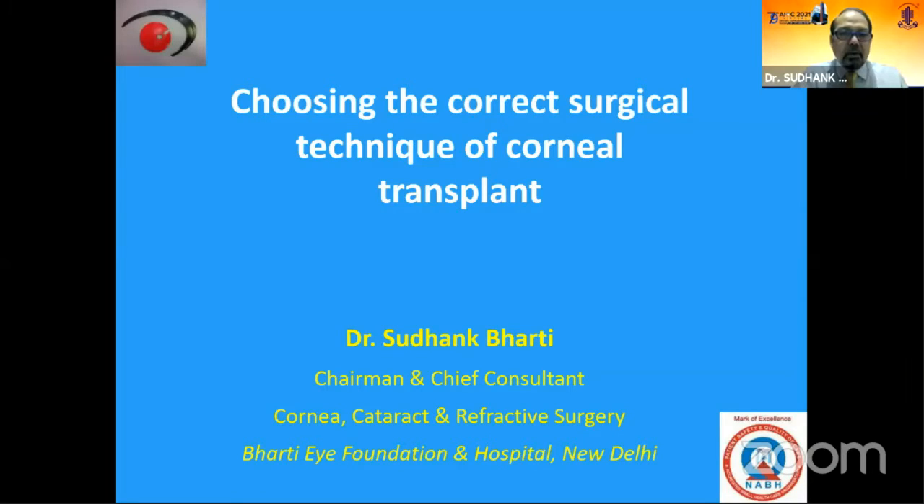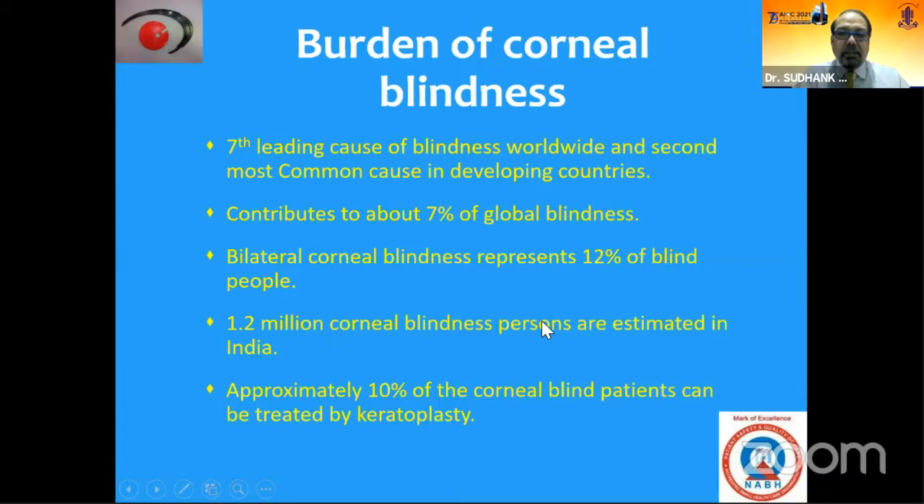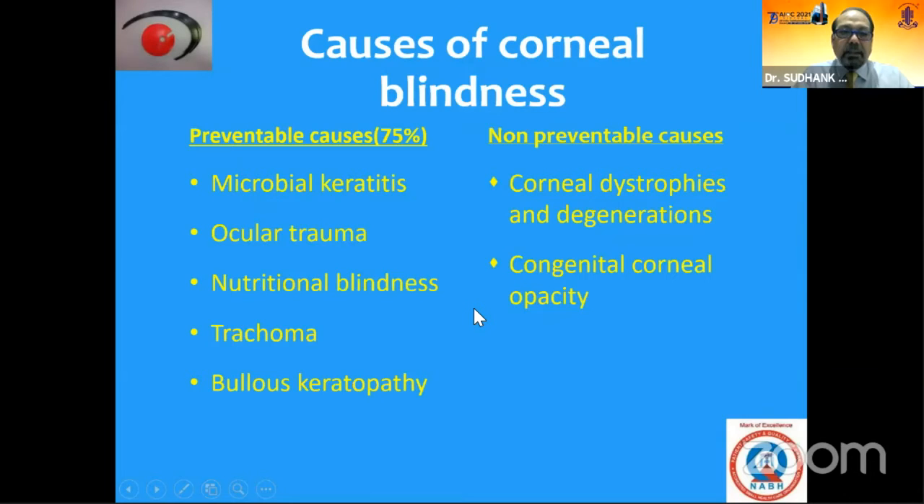So I'll start my talk on choosing the correct surgical technique of corneal transplant. The seventh leading cause of blindness worldwide, and the second most common cause in developing countries, is corneal blindness. Approximately 10% of corneal blind patients can be treated with keratoplasty. That's a very important number, as a lot of success in recovering vision is there with keratoplasty. The preventable causes of corneal blindness are keratitis, trauma, nutritional blindness, trachoma, and bullous keratopathy. Non-preventable causes are corneal dystrophies, degenerations, and congenital corneal opacity.